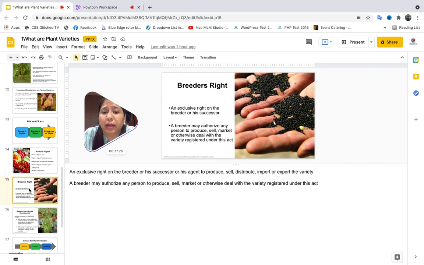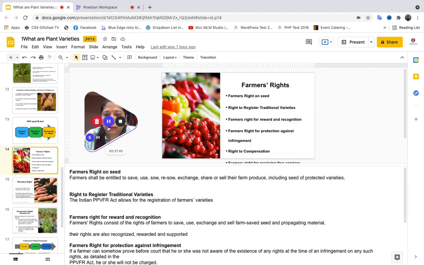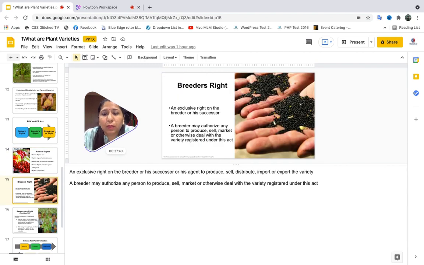Now the next is breeders' right. Breeders' rights are also similar to farmers' rights. What all rights a farmer gets, breeders also get. The next is breeders' right. Breeders have the same rights, or I should say similar rights as farmers, an exclusive right on the breeder or his successor or his agent to produce, sell, distribute, import, or export the variety. A breeder may also authorize any person to produce, sell, market, deal with the variety which are registered under this act.